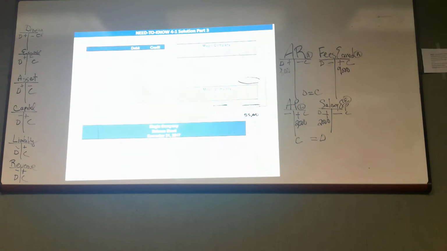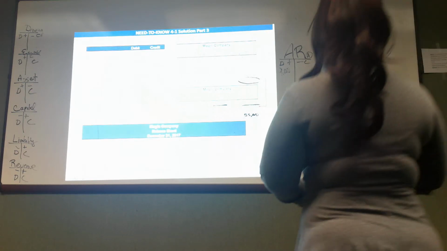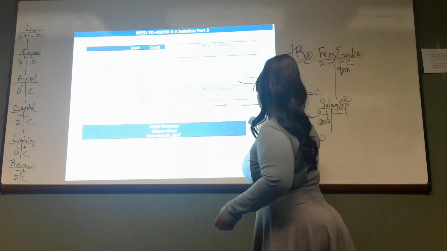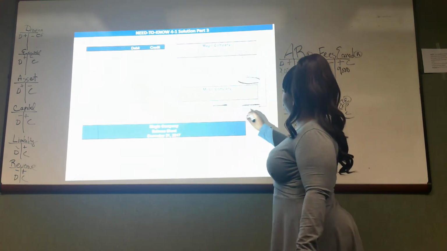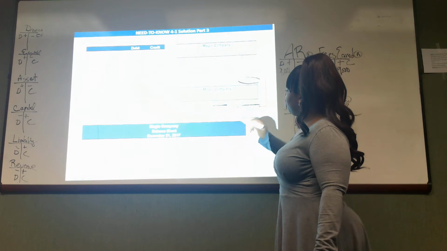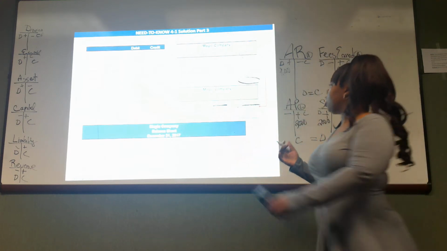All right, so there we have it. They did go ahead and they put the net income in there as well. Net income is an increase, so this is a logical thing, right?